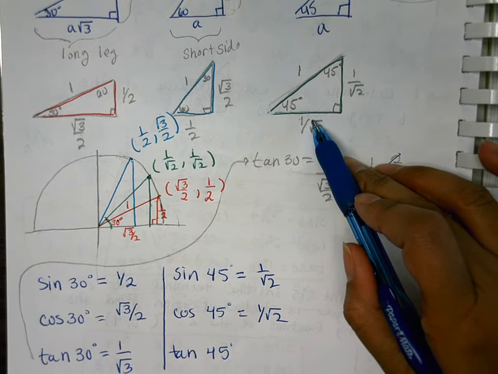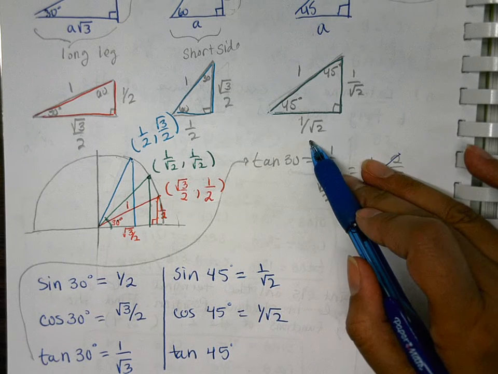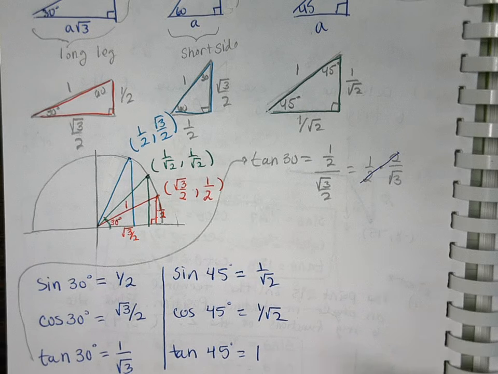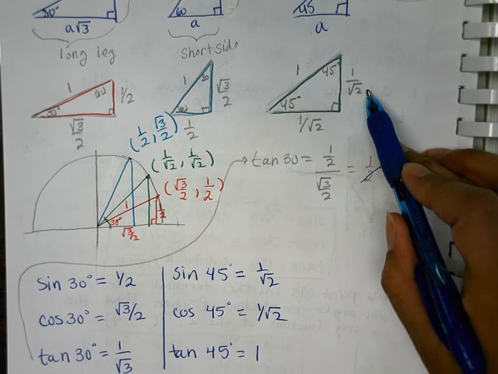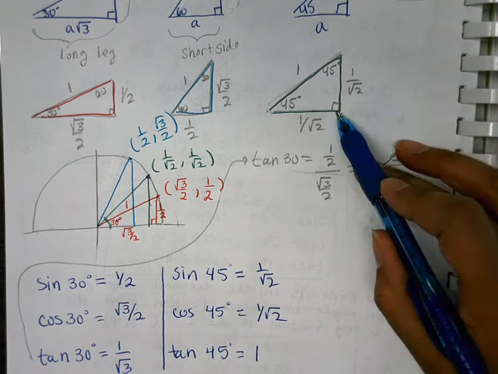Without doing any work, can anybody tell me what 1 over root 2 divided by 1 over root 2 is going to become? 1. Do we need to show work for that, or are you guys good? We're good. 1 over root 2 divided by 1 over root 2. If they're exactly the same, it's going to reduce to 1. Are we good?